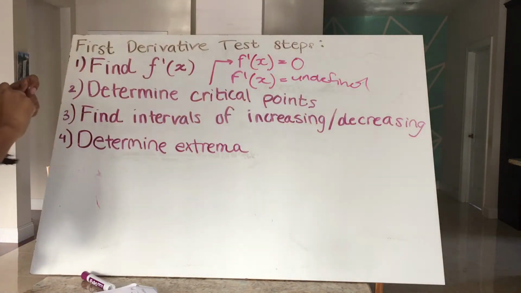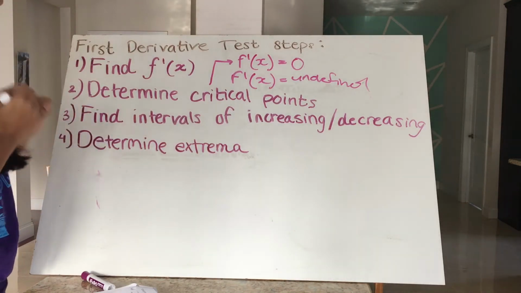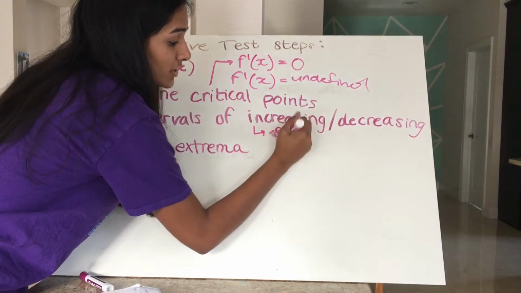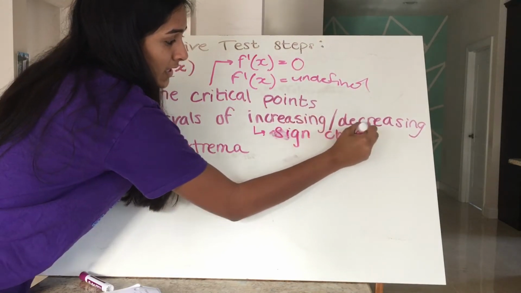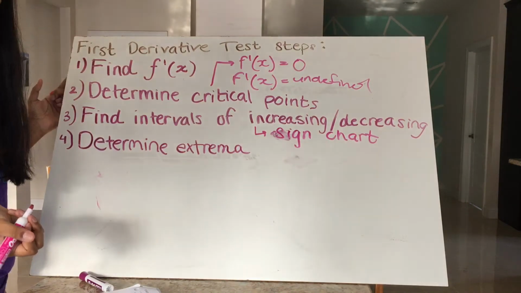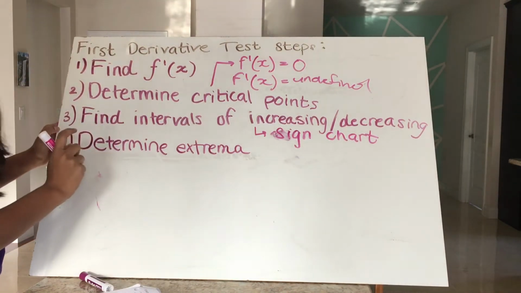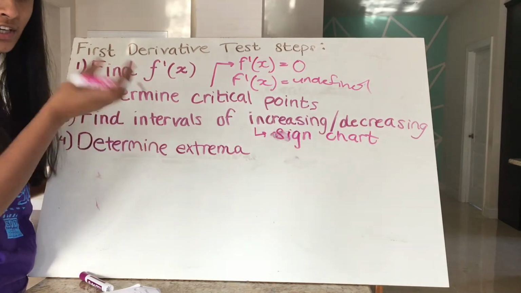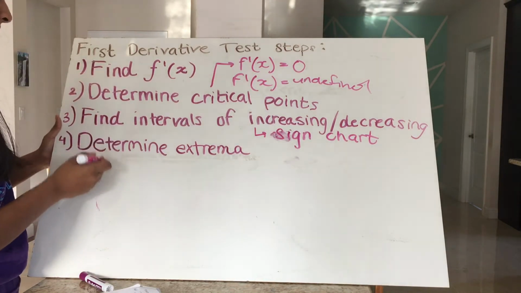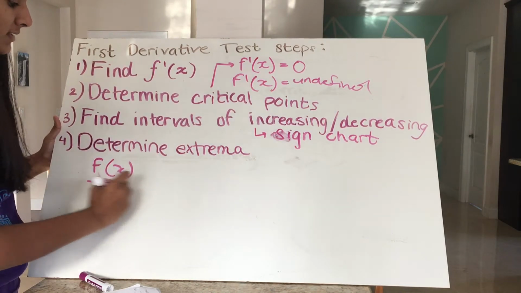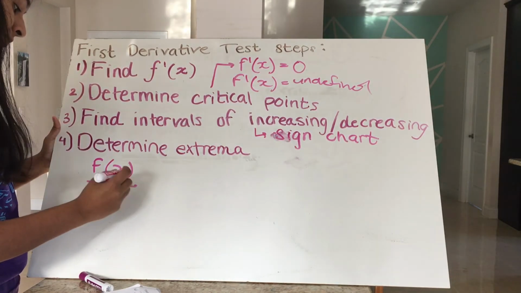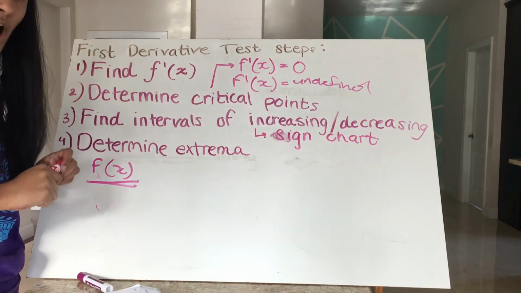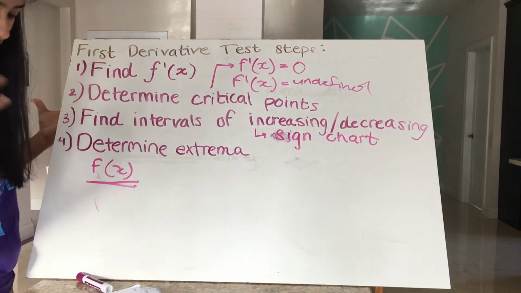So step three is find intervals of increasing and decreasing. And as you see later, we will be doing that with a sign chart. And then we are going to determine extrema using the previous step. We will find the points where the function changes direction and then plug that into f of x, the original function. So now let's apply this to an actual problem and maybe you'll make more sense of this.